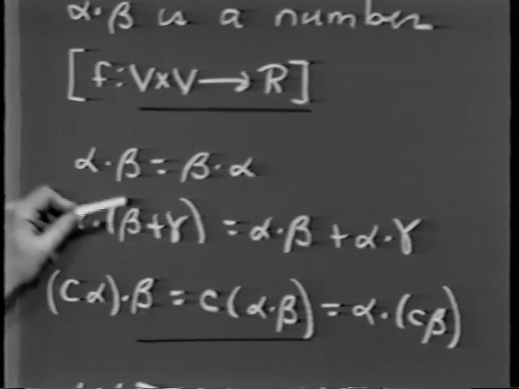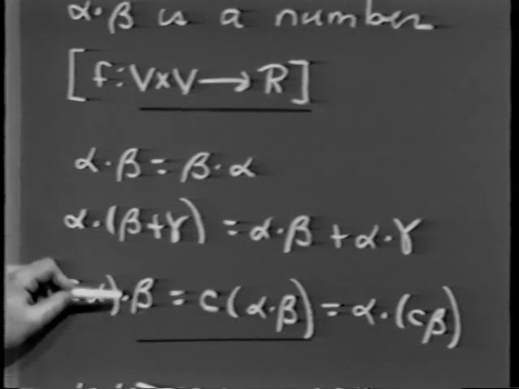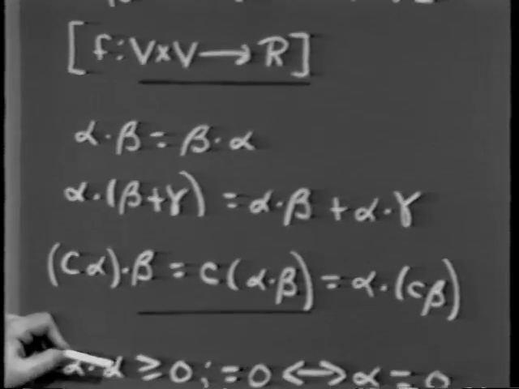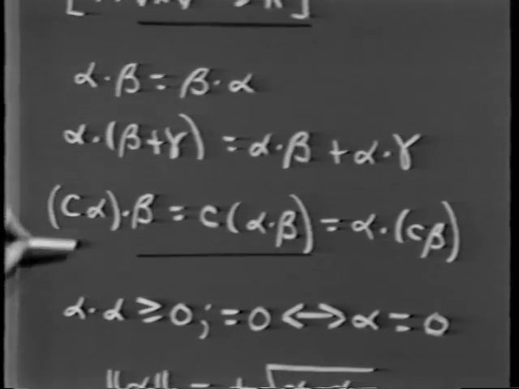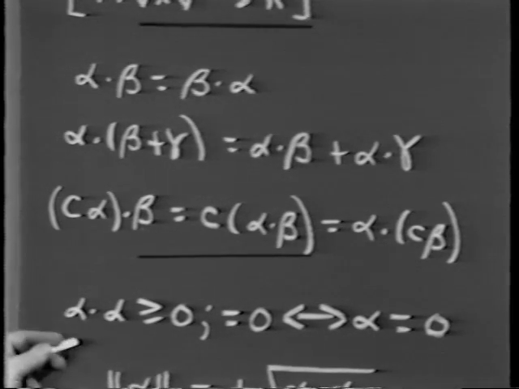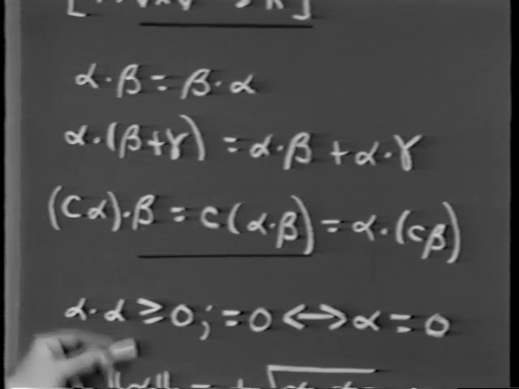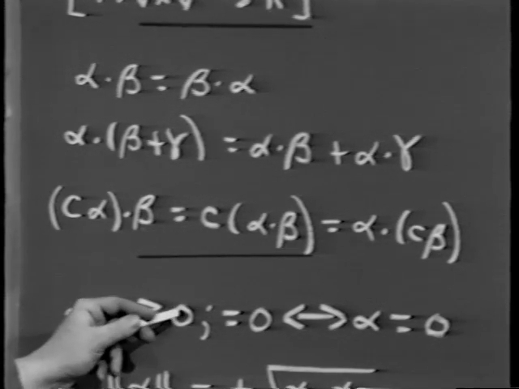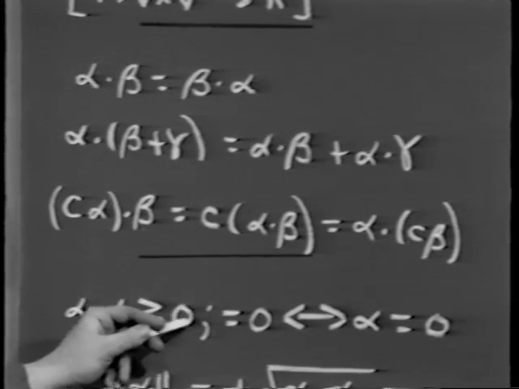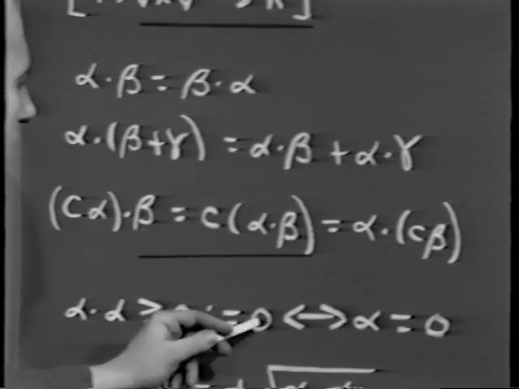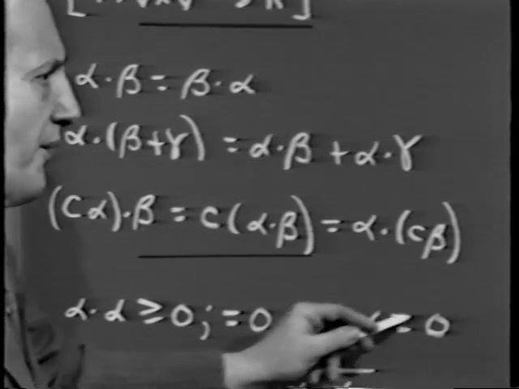By the way, a dot product becomes known as a Euclidean dot product if, in addition to the given three properties, we also know that the dot product of a vector and itself, alpha dot alpha, is a non-negative real number, and that in particular alpha dot alpha can equal 0 if and only if alpha equals 0.